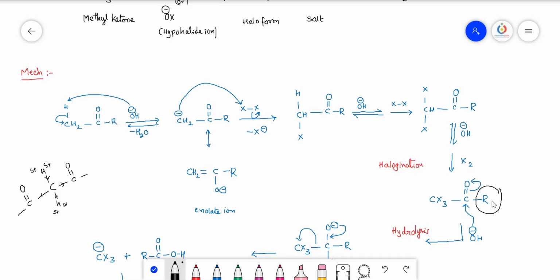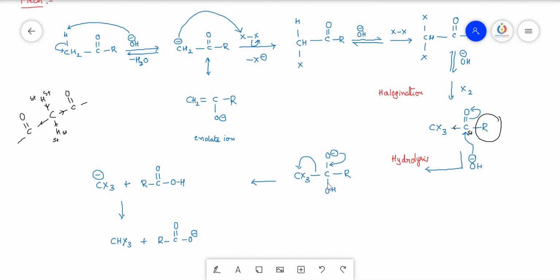It will not abstract the proton from the CH3, like what happened earlier. The reason here is that CX3 is a more electron-withdrawing group, so this particular carbonyl carbon gets more partial positive charge. As a result, it becomes a more electrophilic center, so OH minus can easily attack this carbonyl carbon, and the pi electrons will be shifted over to the oxygen, so that we get this tetrahedral intermediate.